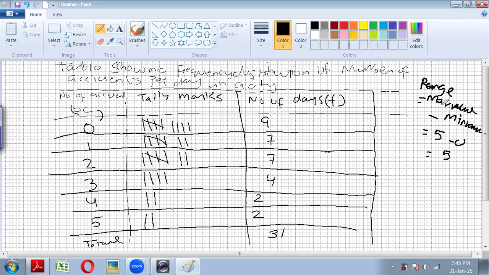And the range is maximum value minus minimum value that we have already counted. 5 is the maximum value, 0 is the minimum value, so it is 5. Right? So the range of the data is 5. 5 minus 0, that is 5. Clear? So this is how this sum of discrete frequency distribution is to be done. It is very easy. Right?